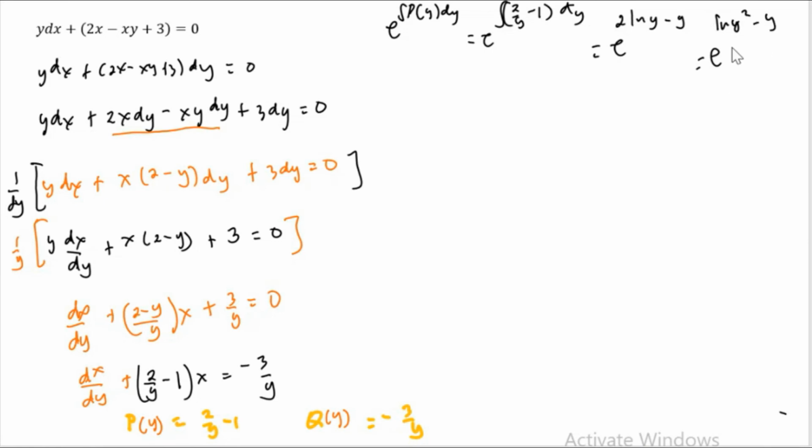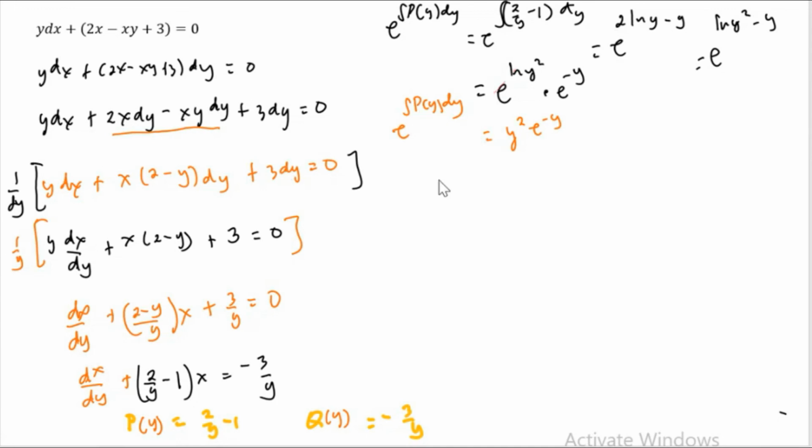Let us separate the two terms in the exponent, so it can also be written as e raised to ln of y squared times e raised to negative y. So e raised to ln must be cancelled. So we now have y squared times e raised to negative y as the integrating factor. We have e raised to the integral of p of y dy, so we now have the value of the integrating factor.